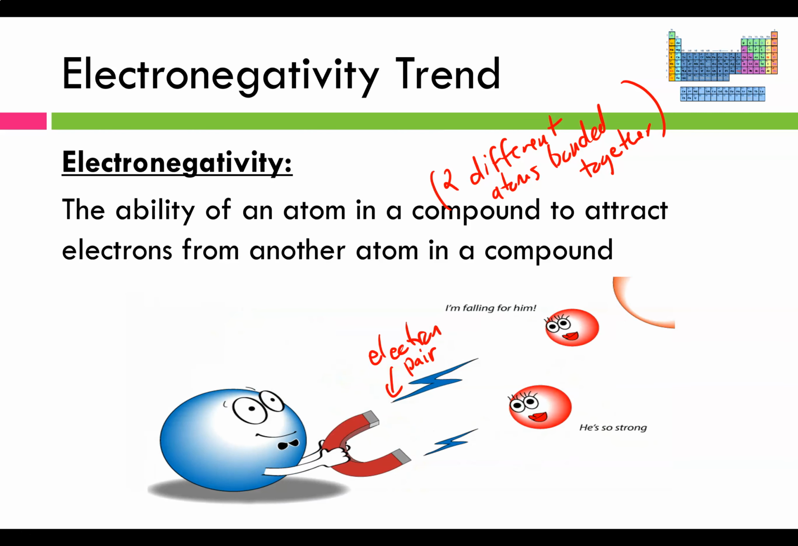Again, we're just having that attraction between a stronger nucleus, a smaller atom generally, pulling the electrons towards itself, possibly from a larger atom with a weaker nucleus. But it has to be in a compound. You have to have that pair of electrons shared between two atoms.